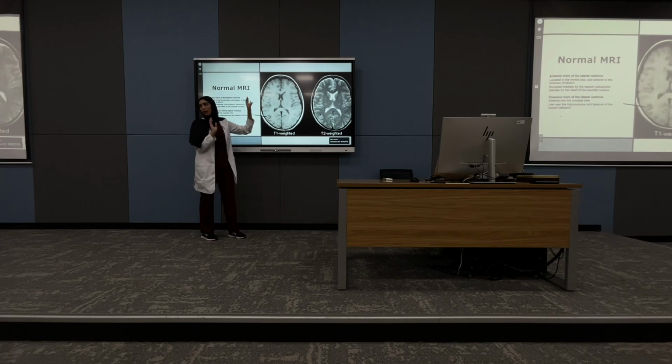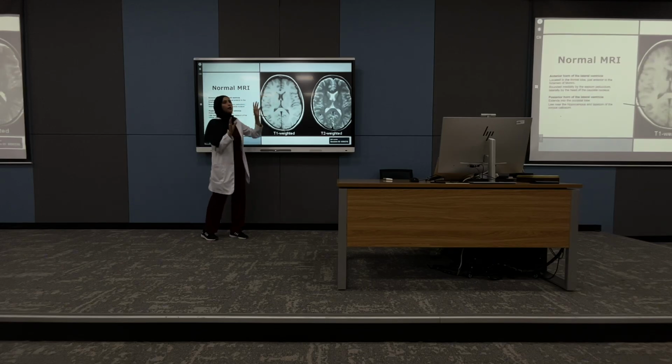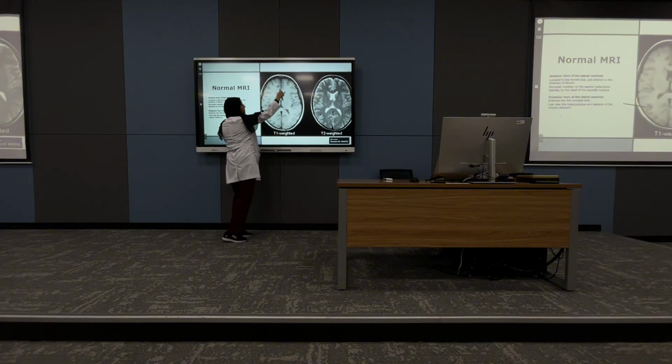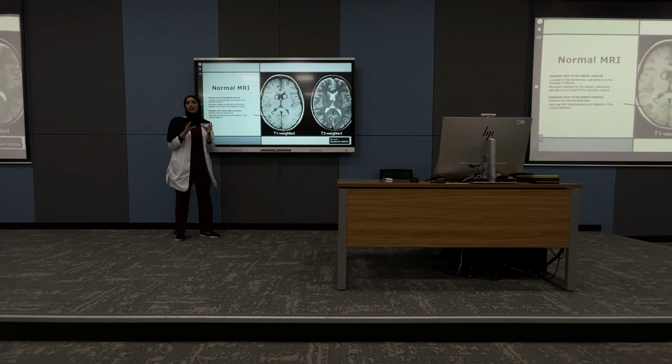What you need to know, and it's really high yield, is that the anterior horns are surrounded medially by the septum pellucidum here. This structure is the septum pellucidum, and laterally by the caudate nucleus in these two areas. And then the inferior horn is related to a structure known as the hippocampus. The hippocampus is related to memory. You just need to keep that in mind.